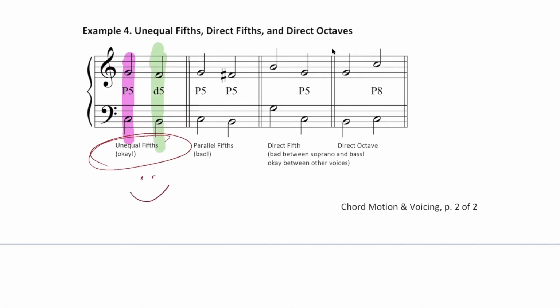What we want to avoid is when we have successive perfect fifths or successive perfect octaves. The example of parallel fifths, which we want to avoid, is shown here. Perfect fifth to perfect fifth. Again, nope, don't do it. At this time, we don't really need to concern ourselves with the other 2 examples of direct fifths and direct octaves. That's just there for your reference.